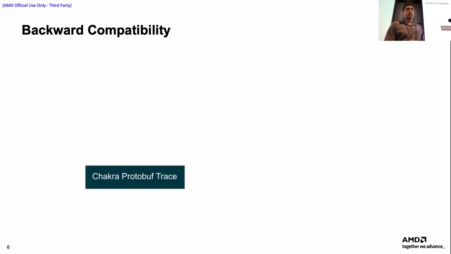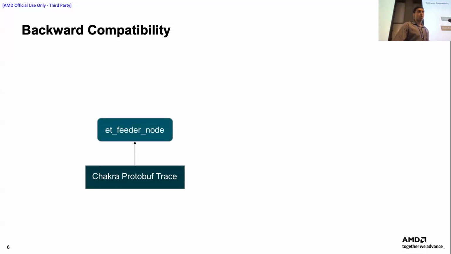In order to maintain backward compatibility, that is, we want to support both protobuf as well as the JSON chakra format, we have replicated the ET feeder functionality for the JSON format as well. Previously, with the chakra protobuf trace, the nodes in the input workload graph would be read into a data structure called ET feeder node, as presented in the previous talks as well. And the ET feeder, which is a tool, would go through the different ET feeder nodes and build the dependency graph, which would be presented to the ASTRA-sim workload layer.